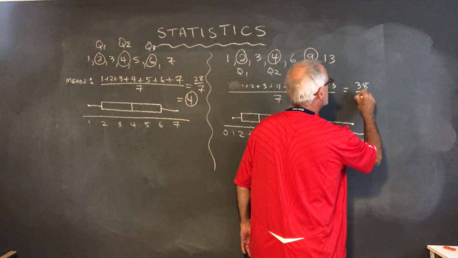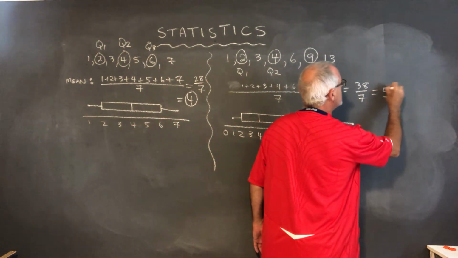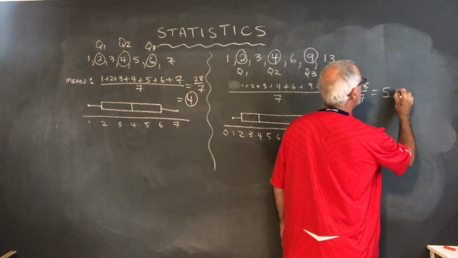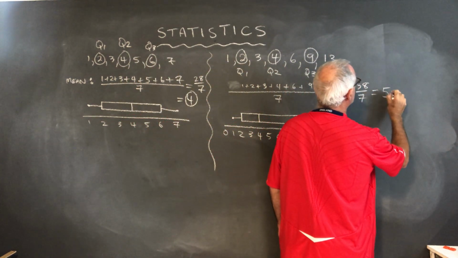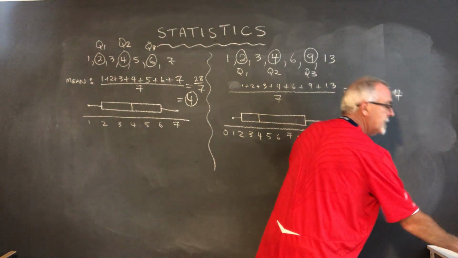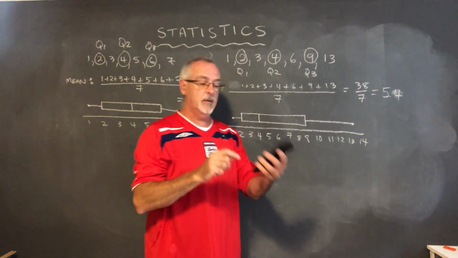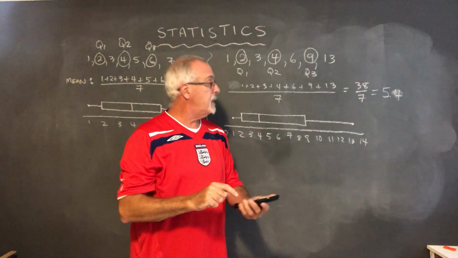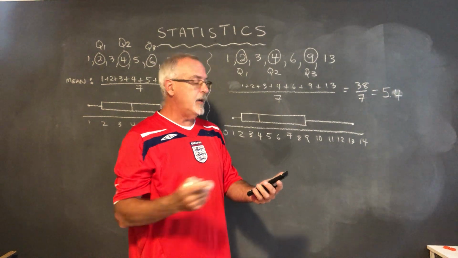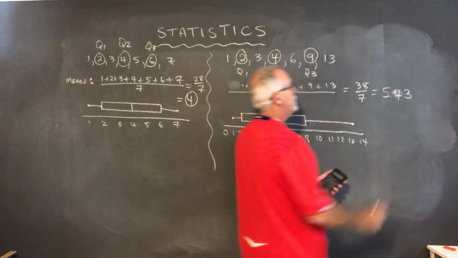38 divided by 7. 35 divided by 7 would be 5, so it's 5 point something. 3 divided by 7 is going to be 5.2? No, 5.4. Okay, now I'm going to have to get out my calculator. And is this all fitting? I'm making sure that it's all fitting on the video, and it is. Okay, so 38 divided by 7. Did the teacher get it right? It is rounding to 5.4. It's 5.428, etc. I can call it 5.43 if I want.